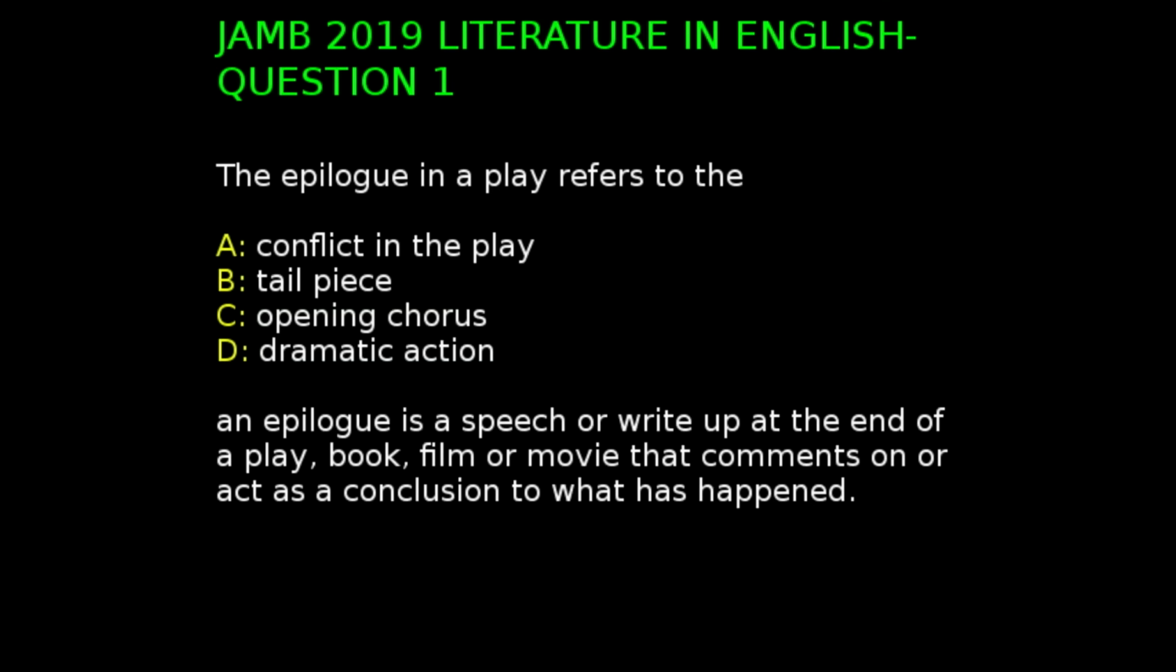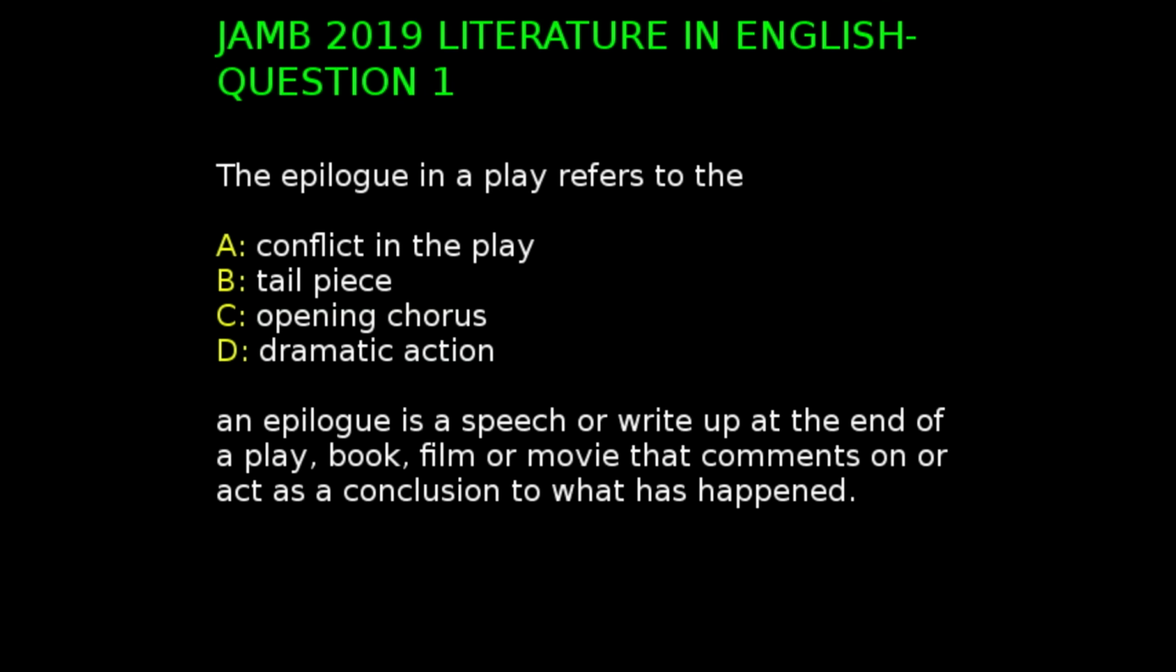Option A, which is conflict in the play, can be defined as the challenge main characters need to solve to achieve their goals. Option B, which is tailpiece, can be defined as a piece or part added to the end of something or to form the end of something. Option C, which is opening chorus, can be defined as a group of actors that sing, dance, or act the same thing at the same time.